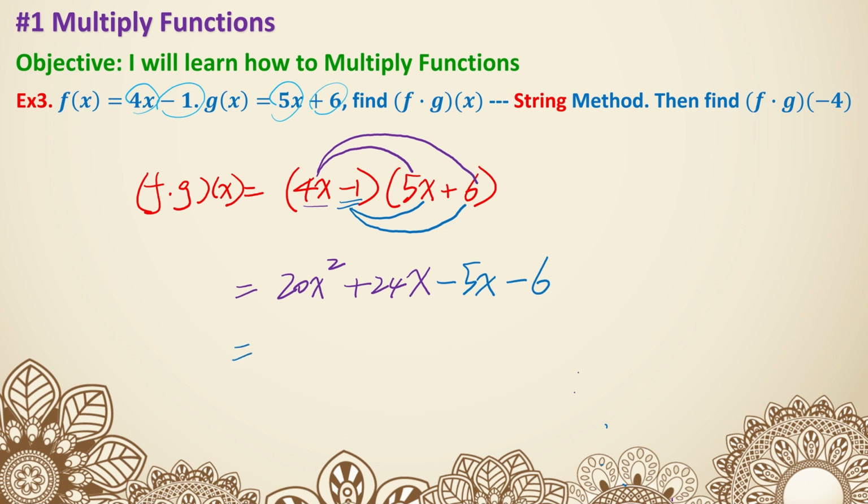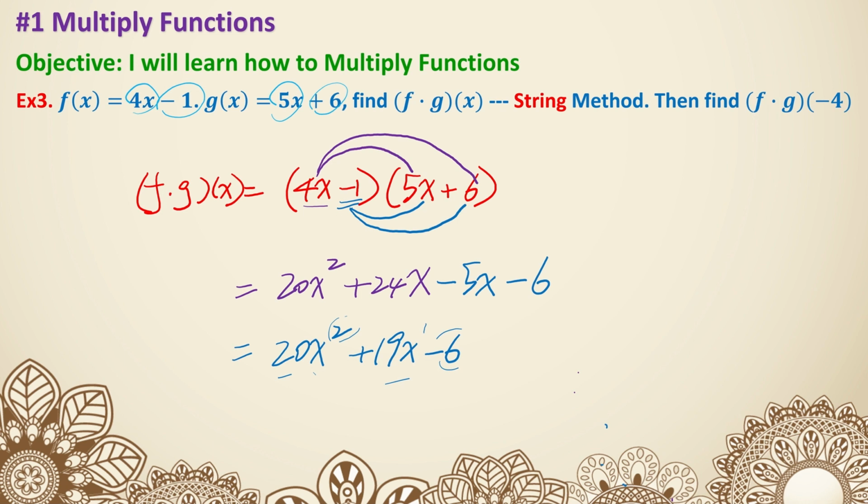Now we just combine like terms. So 20x squared plus 19x minus 6. And in all three examples so far, in case you haven't noticed, my final answers are always already in standard form because I made sure the square is in the front, and then the first power is in the middle, and the number is on the back.